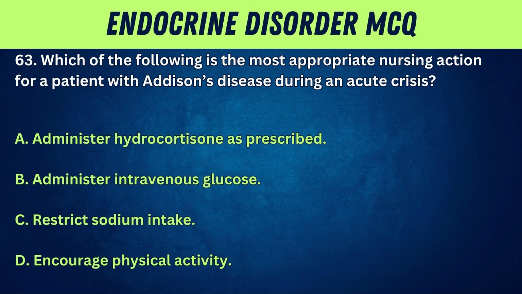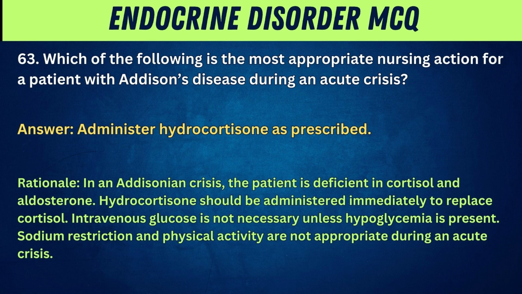63. Which of the following is the most appropriate nursing action for a patient with Addison's disease during an acute crisis? A. Administer hydrocortisone as prescribed. B. Administer intravenous glucose. C. Restrict sodium intake. D. Encourage physical activity. Answer: Administer hydrocortisone as prescribed.